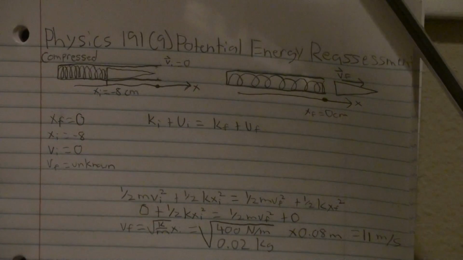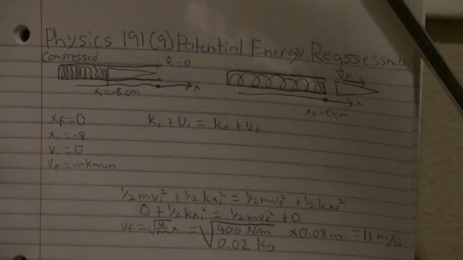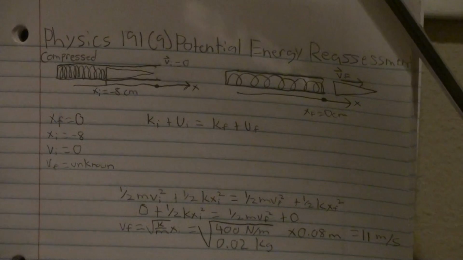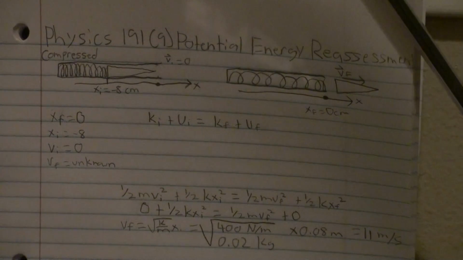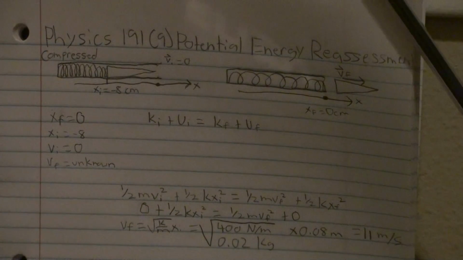And now here, as you can see in the diagram, I drew the compressed spring to the left and the relaxed spring to the right, and it illustrates exactly what I was just saying about the initial x being negative 8 centimeters in the compressed spring, and then it goes to the final x at 0 centimeters when it's relaxed.